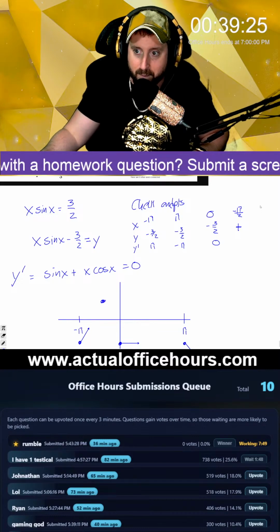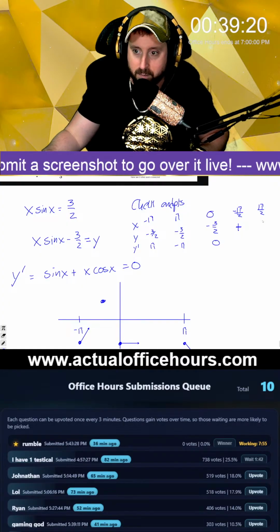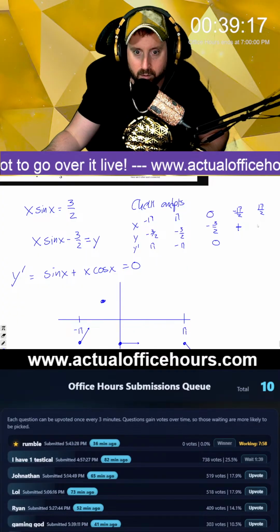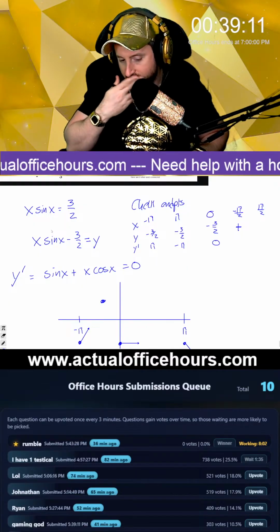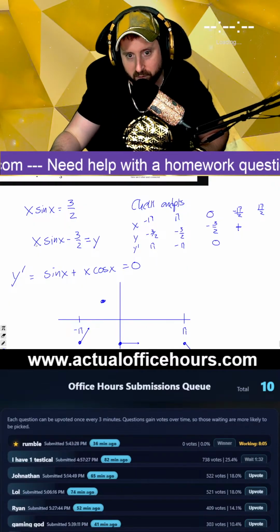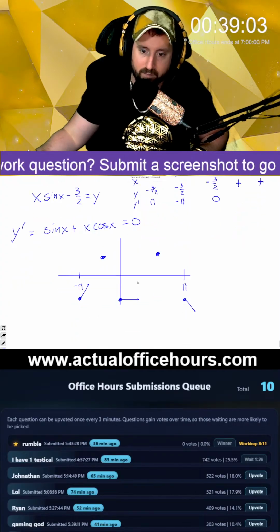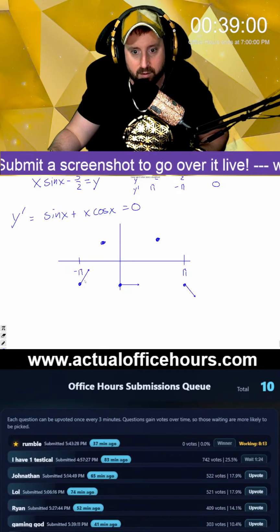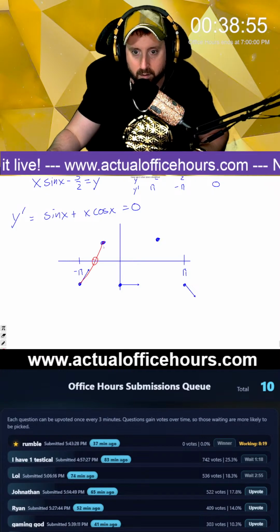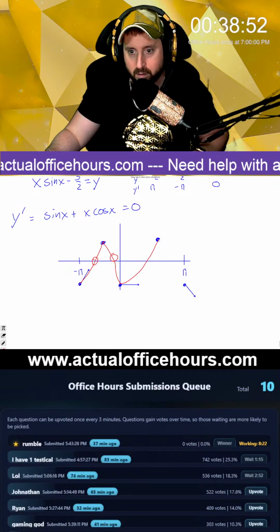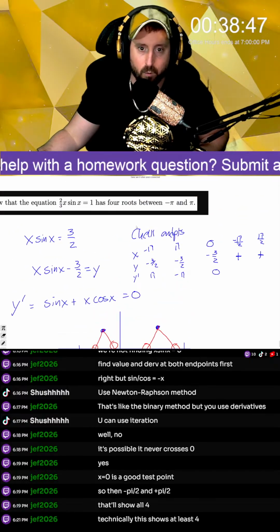And then I think at pi over 2, sine of pi over 2 is 1. So then I get 1 times pi over 2. Pi over 2 is also positive. Oh, good. So there we go. If it goes from here to here, then it must cross there, and then it must cross here, and it must cross here, and then it must cross there. This shows at least 4.